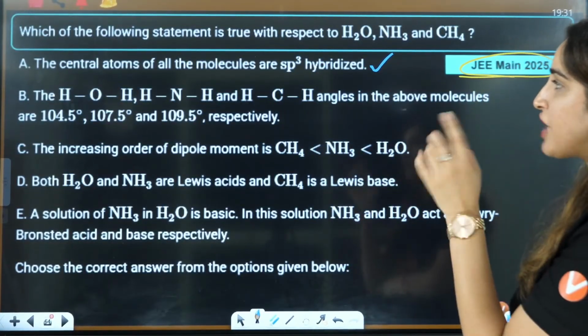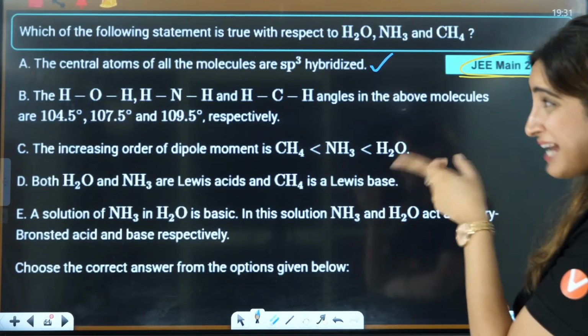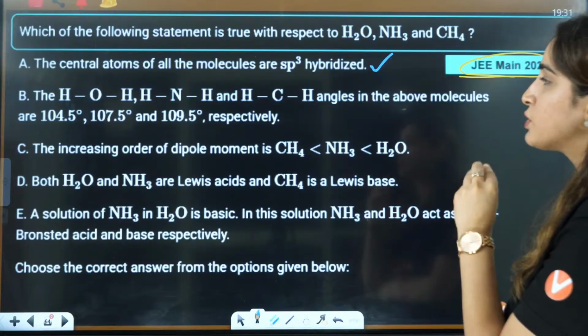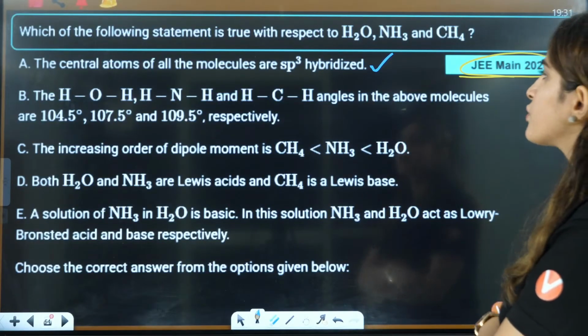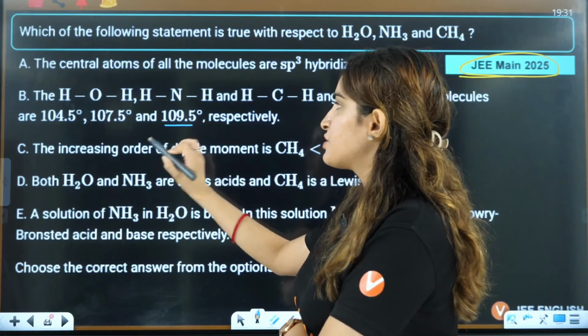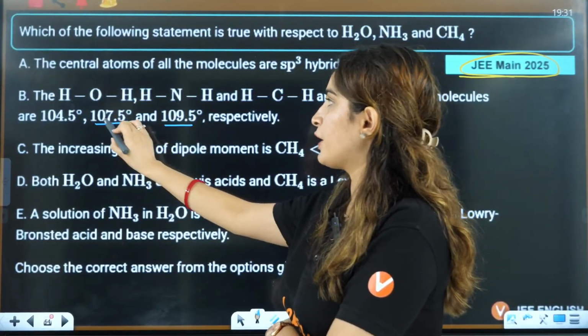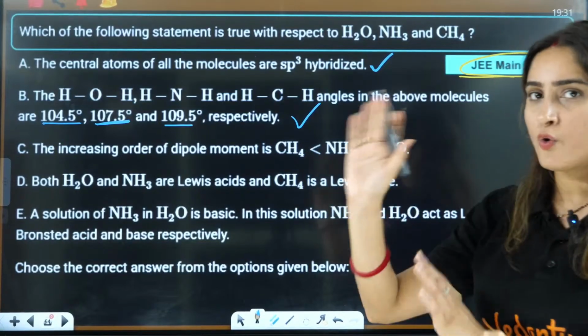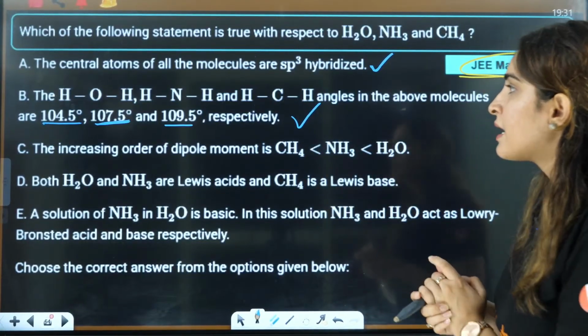Now the HOH, HNH and HCH angles. In CH4 you have 109, in ammonia you have 107, and in water you have 104. That is also correct. We have seen this in bond angles.